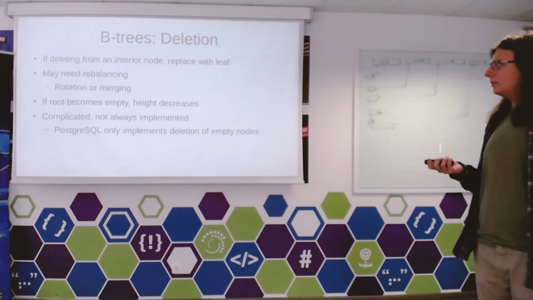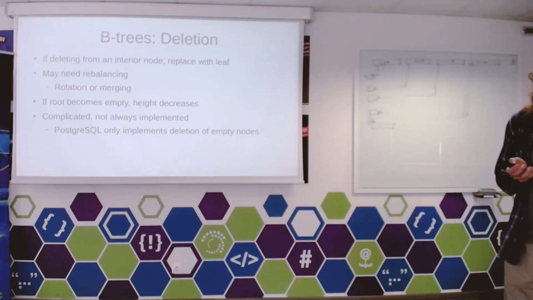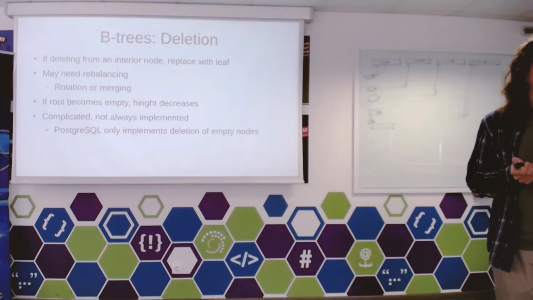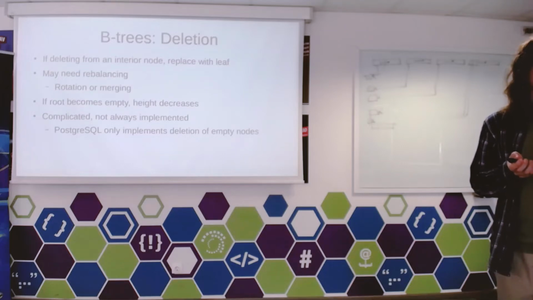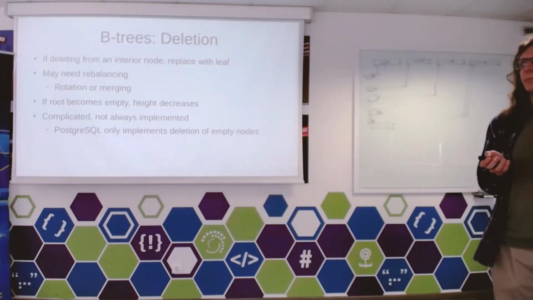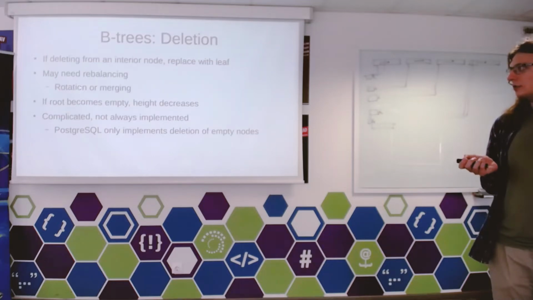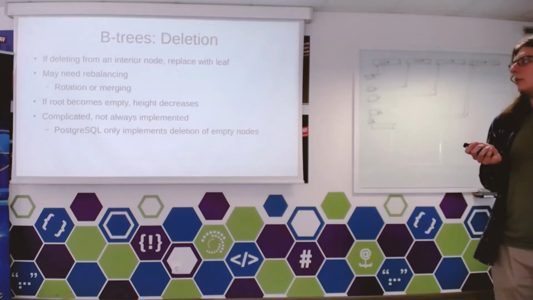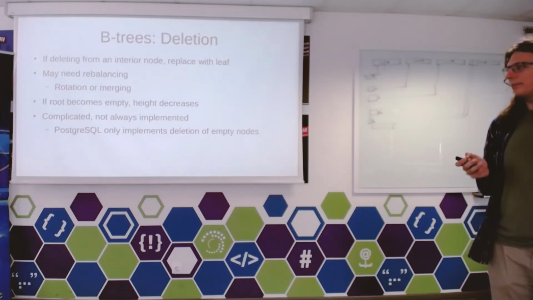Yeah, so deletion is quite a bit more complicated. First, if we're deleting from an interior node, well, we can't do that because we're trying to delete a separator. So we'll need to find a leaf to replace it with, just like we do with binary search trees. And then we might need to do some rebalancing, which is also quite complicated. And in some cases, we might have to decrease the height if the root node becomes empty, as it only has a single child and no keys inside.